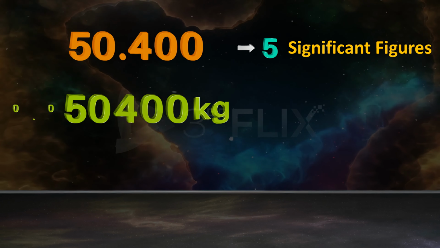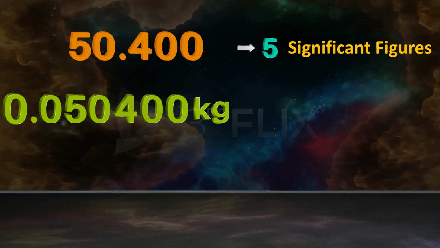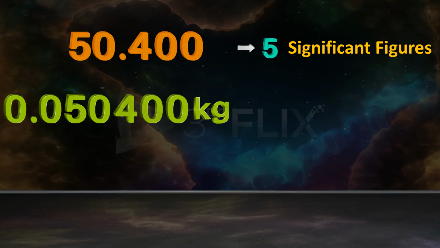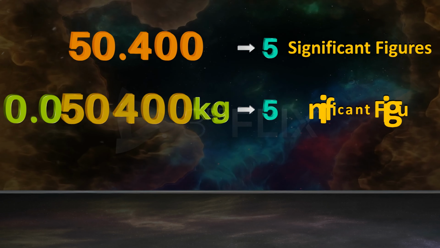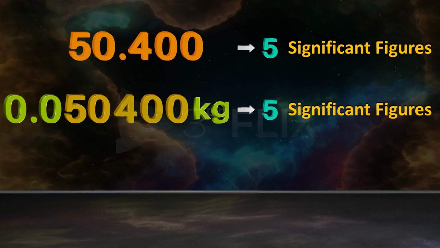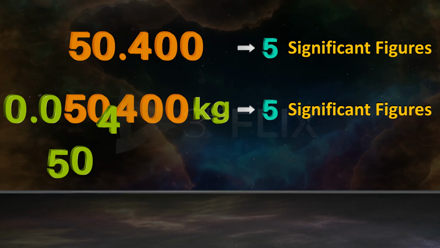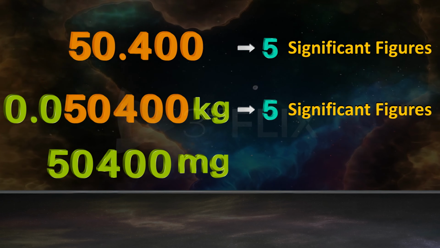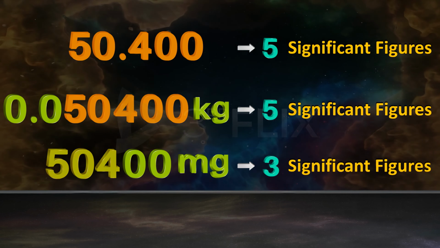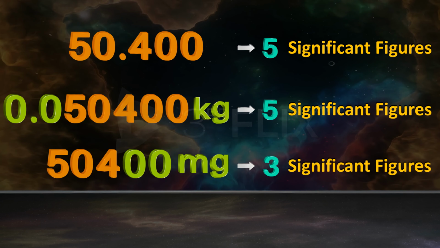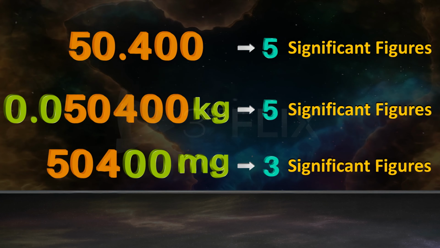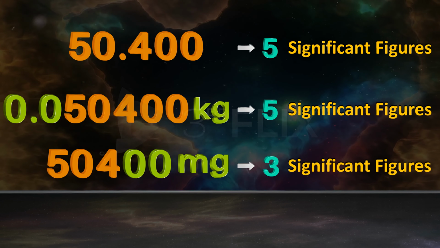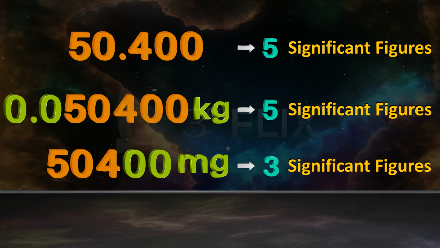In a unit of a higher order, it is equivalent to 0.050400 kilograms, which also has 5 significant figures. In a unit of a lower order, it is equivalent to 50,400 milligrams, which has 3 significant figures as opposed to 5 in the actual measured value. When there is a need to change the units of the reported value, the number of significant figures must not change.